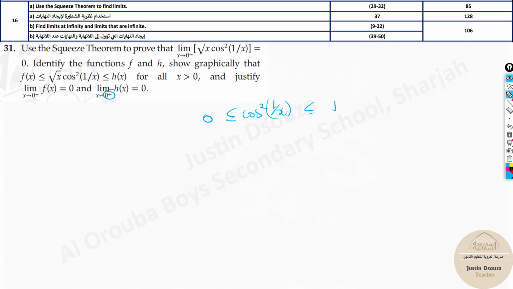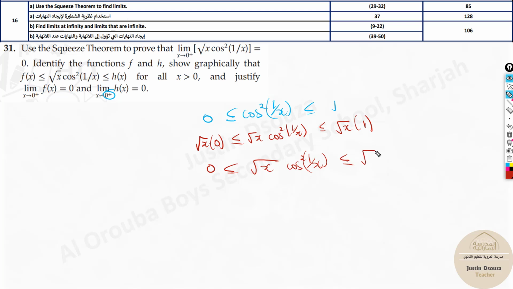After this step, this is the given formula. What we do here is multiply root x throughout. So root x multiplied by 0 will be 0, but still just multiply it. Here, root x times cos squared 1 by x is less than or equal to root x times 1, which is root x itself. Now, let's do it anyways. So this is what you do. You multiply root x, this polynomial part, throughout. Now then, solve it. This is 0 less than or equal to root x cos squared 1 by x less than or equal to root x.